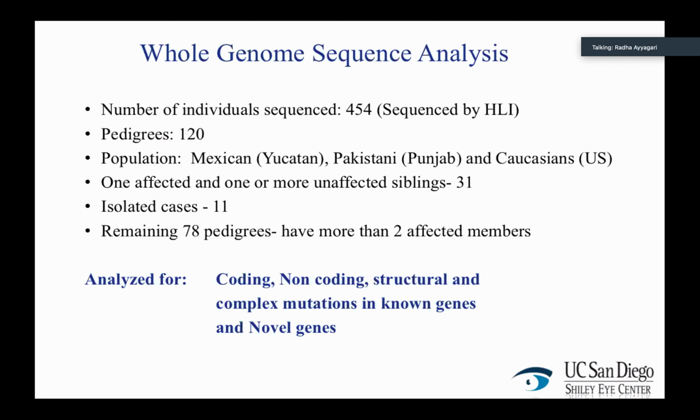So we have sequenced about 454 whole genomes. This was done by HLI, which is a former Craig Venter organization. These individuals are from 120 pedigrees, and these pedigrees are from 3 different populations. One is a Mexican population from the Yucatan Peninsula, and another is pedigrees from the Punjab Sindh region of Pakistan. These 2 populations are understudied populations. The other set of pedigrees are from the Caucasian population, which were recruited from the US.